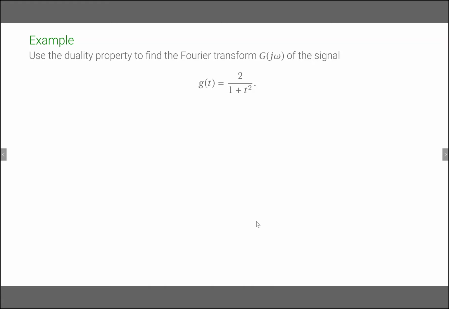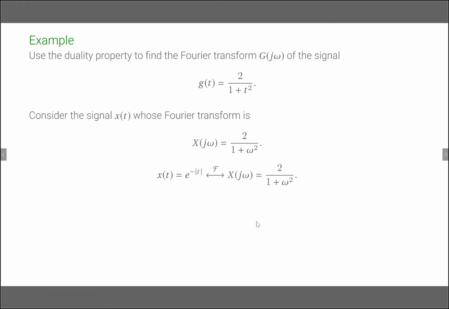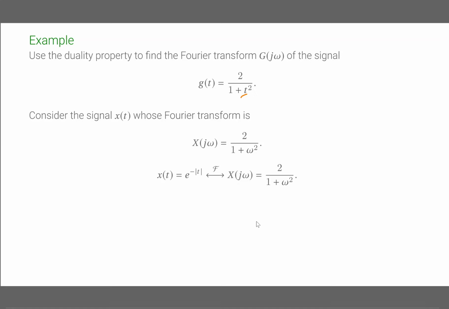Now, before that, we can do an example. Use the duality property to find the Fourier transform G(j omega) of this signal. To find the Fourier transform of this signal, we use this knowledge. Consider the signal x(t) whose Fourier transform is X(j omega) equals 2 over 1 plus omega squared. So instead of t, we put omega squared, and consider a Fourier transform that looks like this time domain signal.